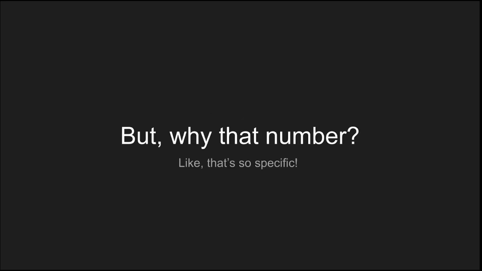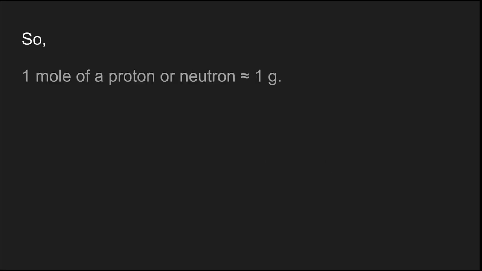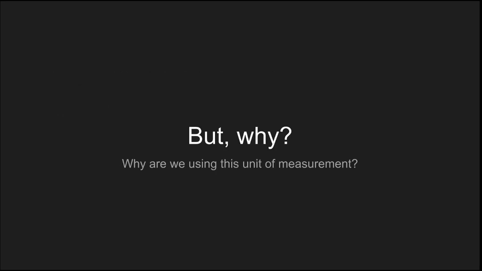But back to that number, 6.022 times 10 to the 23rd. Why that number? Like, that's such a specific number. Well, as it turns out, that amount of protons or neutrons is roughly equal to 1 gram. And so, 1 mole of a proton or neutron is equal to 1 gram, in the sense that 100 centimeters is just 1 meter. But why are we using moles?